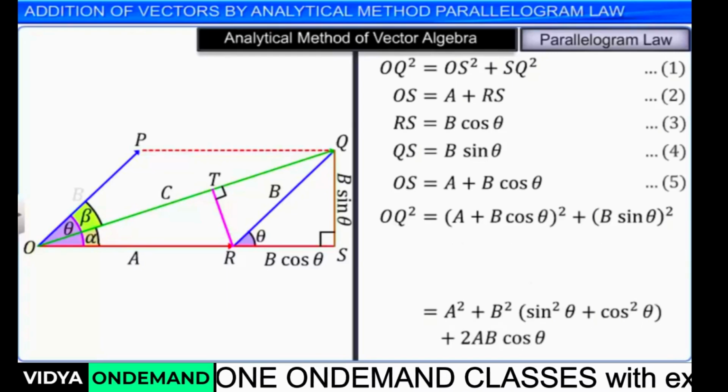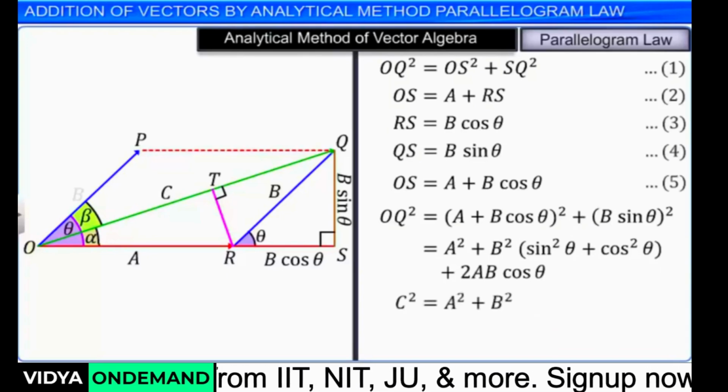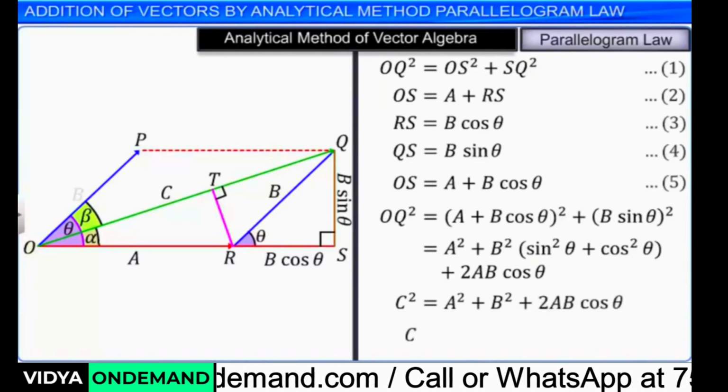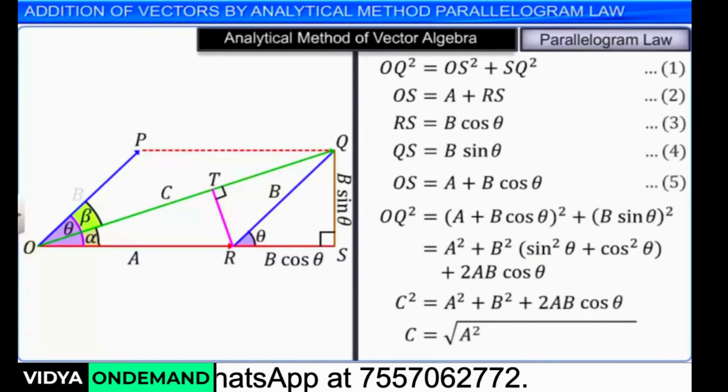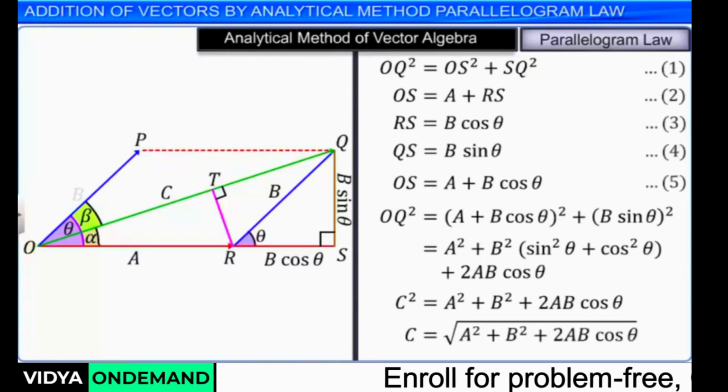Let this be equation 6. This equation is known as the law of cosines. Using this, we can find the magnitude of the resultant vector.